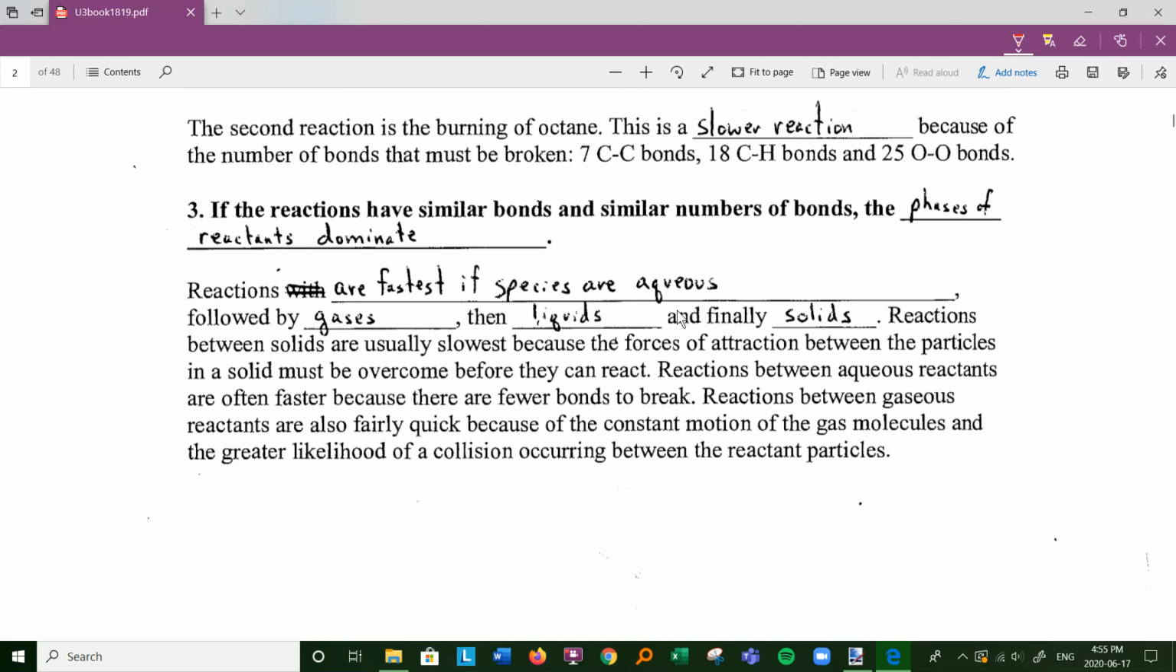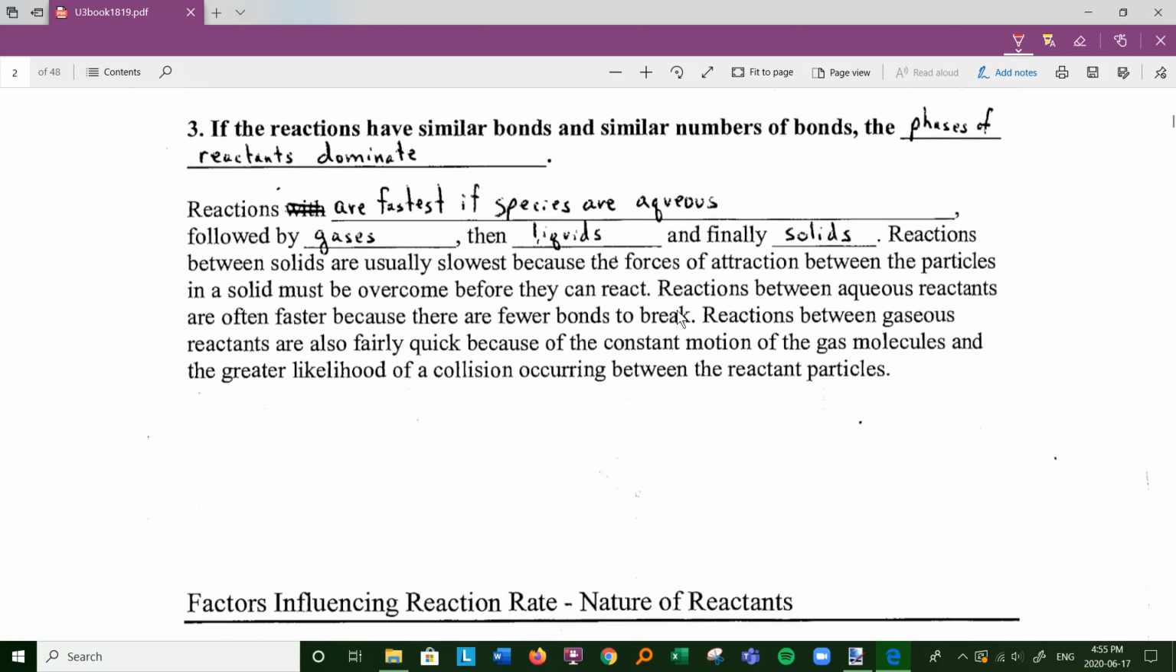If the reactions have similar bonds and similar number of bonds, so covalent bonds, let's say, same numbers, then it's the phases that are going to dominate. Aqueous and gases are faster than liquids and then solids. Solids are the slowest because you have to overcome these forces of attraction between the particles in the solid.